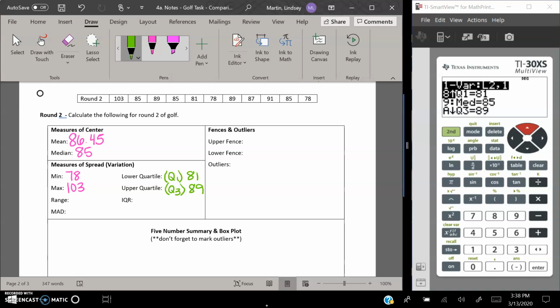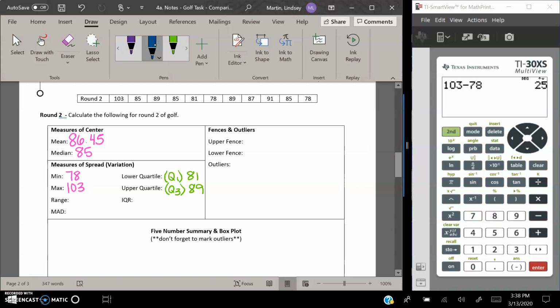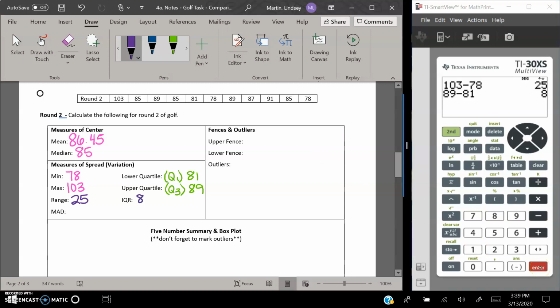Now we can find our range, IQR, and MAD. Our range is going to be our maximum minus our minimum, which gives me 25. I forgot that one. And our IQR is our Q3, which is 89, minus Q1, which is 81, which is 8. Come back to the second video to find the MAD.